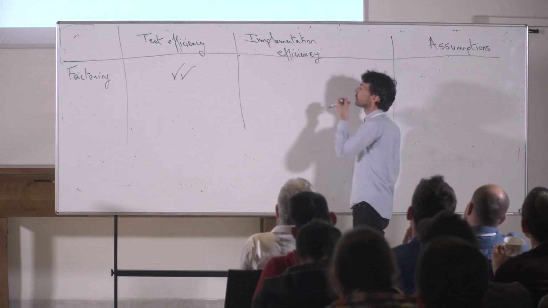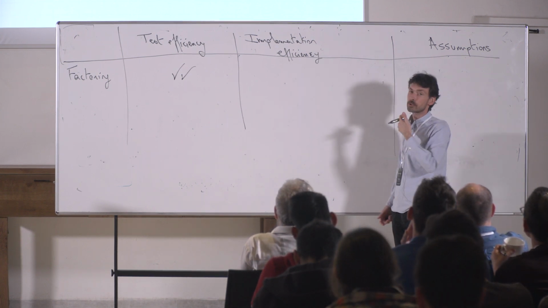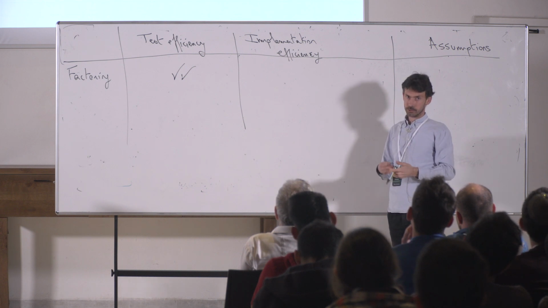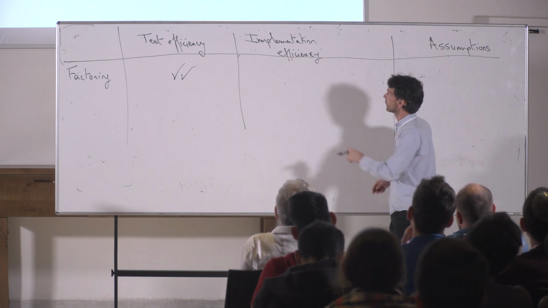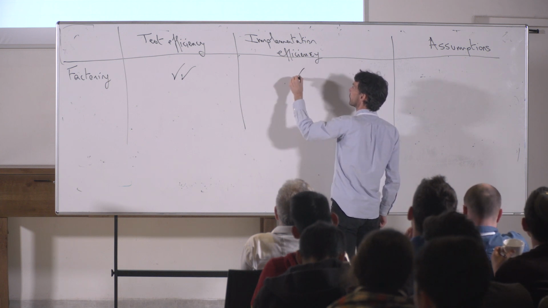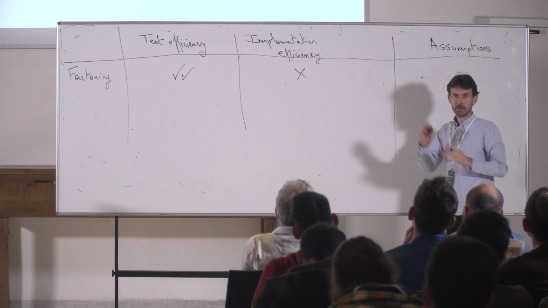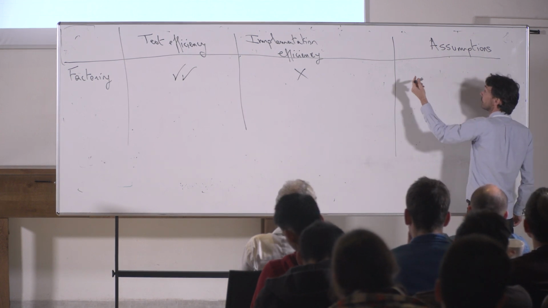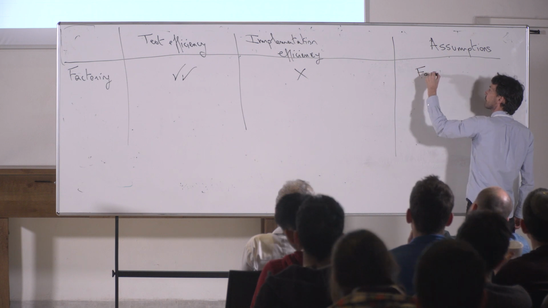Unfortunately, implementation efficiency, for all we know, you need to run Shor's algorithm, and for that, you probably need a fault-tolerant computer, or you need ridiculously low error rates. So I want to say, I mean, can't really do it now, right? Like maybe much later, but in terms of now, it's not so good. And assumptions, well, the assumption is that factoring is hard, classically.